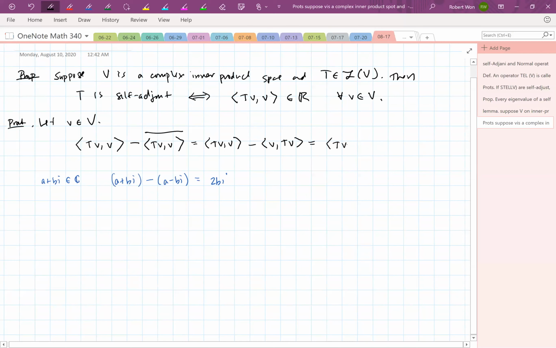Wait, so isn't this just... what am I doing here? I'm trying to prove both equivalences at the same time. I'm trying to do this totally in general. I'm not assuming that T is self-adjoint. I'm going to show you both directions of this equivalence at the same time. So just in general, what you can do is push the T to the other side of this inner product at the expense of an adjoint.